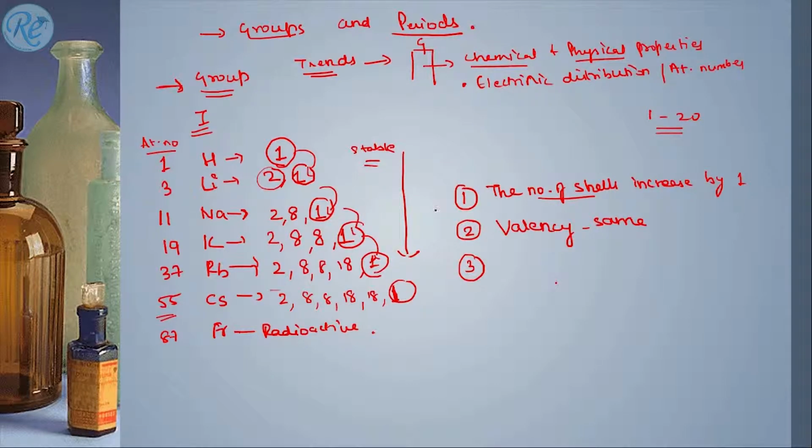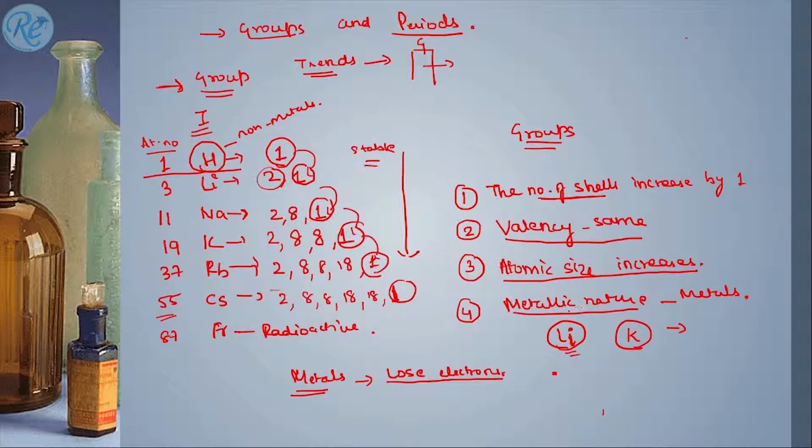As you can see, the number of shells increases down the group. The atomic size or the atomic radius increases down the group. Now note down that here we are talking about groups. So these are the trends only in a group. The number of shells is increasing down the group. Valency is remaining the same. Of course, the shell is increasing, so the atomic size also increases down the group.